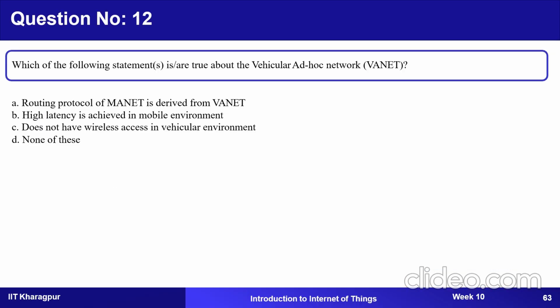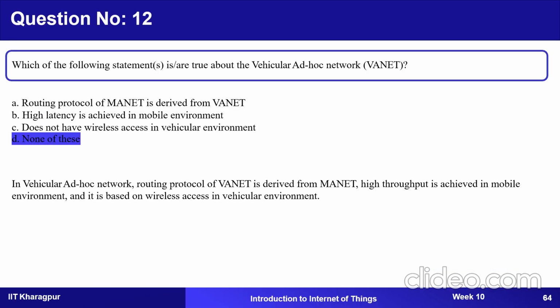Yes, so D is the correct option for this, because the protocols of VANETs are derived from MANETs. There is low latency in this case, and there is wireless access in a vehicular ad hoc network. So all these three statements which are given there are false.